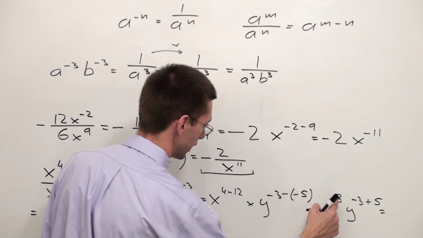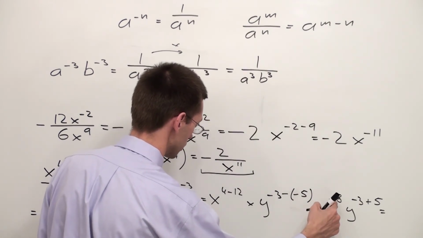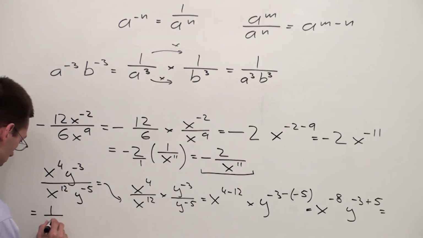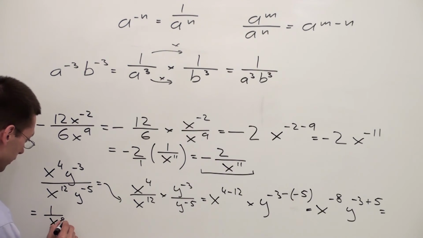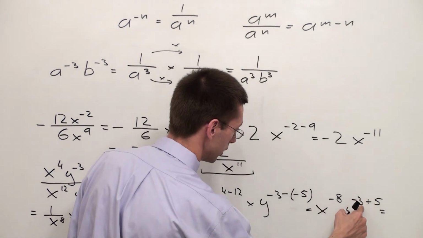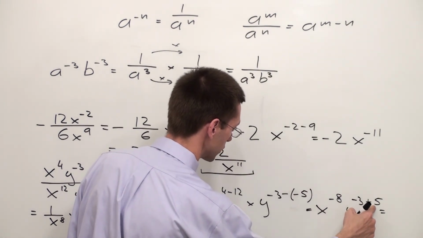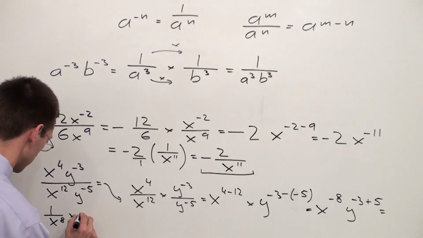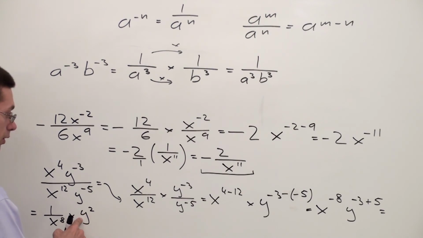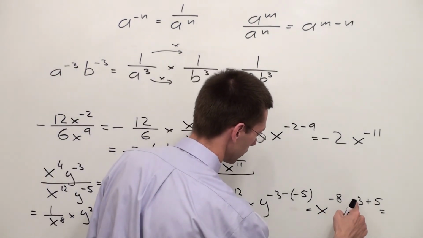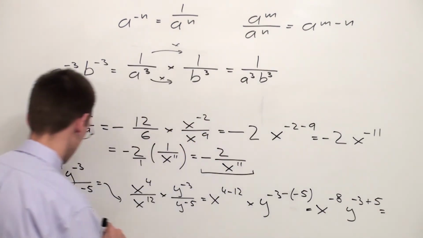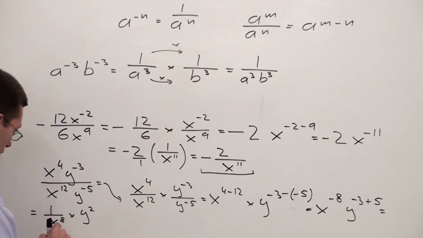x to negative 8. So I have to find the reciprocal and change the negative sign to positive. That's why I'm going to have 1 over x to the 8th times minus 3 plus 5 is positive 2. That's why I'm going to write y to the second power. I don't write the reciprocal of it because the sum of minus 3 plus 5 will give me a positive exponent, okay? So that's why I don't have to write the reciprocal of it.